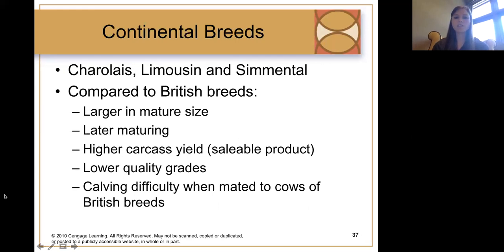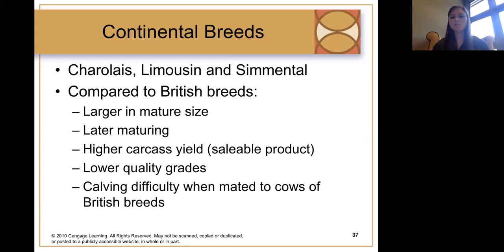So the continental breeds, like I said, are Charolais, Limousin, and Simmental. Compared to the British breeds that we just talked about, continental breeds are larger in mature size, but they're later maturing because they do get quite a bit larger than the British breeds. It takes a little bit longer to reach maturity. They will have higher carcass yield, so more saleable meat product, but their quality grades will be lower than that of the British breeds. So it's a bit of a trade-off there. Do you want more product or do you want better quality? Those are things you can think about when you decide which breeds you're going to use.